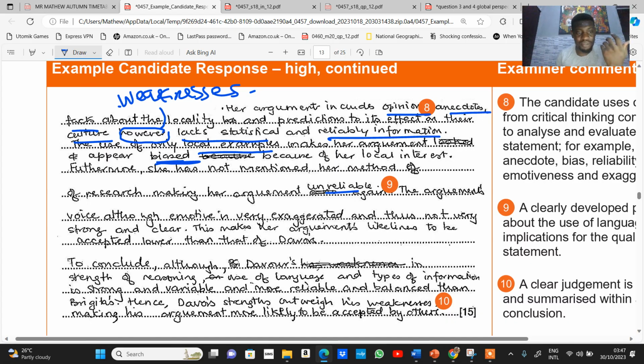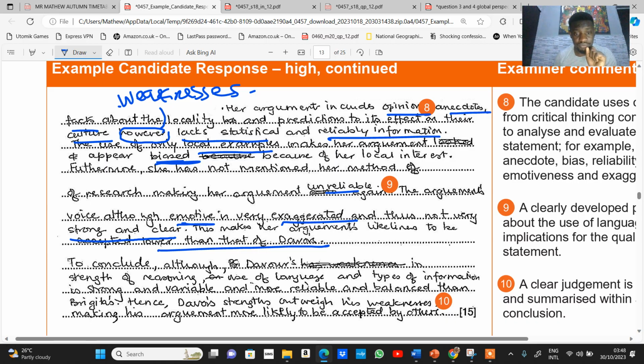Although her use of language is emotive and very exaggerated, yes, it is not very strong and clear. This makes her argument's likeliness to be accepted lower than that of Davos. Can you see? Now, that's it, because she has a lot more weaknesses than Davos' statement.